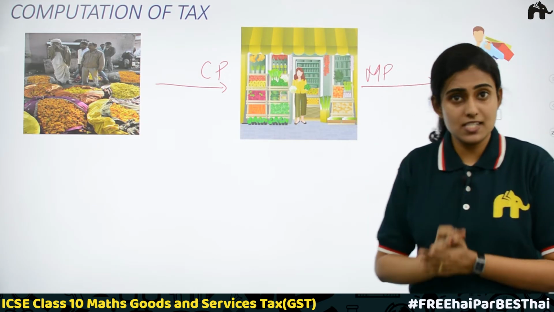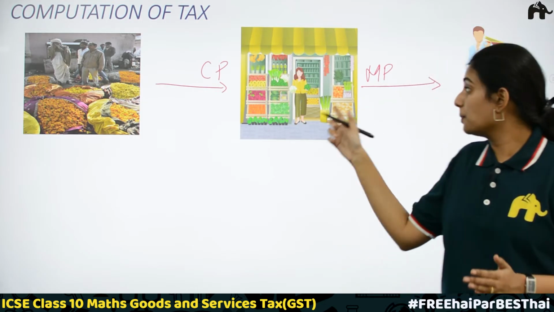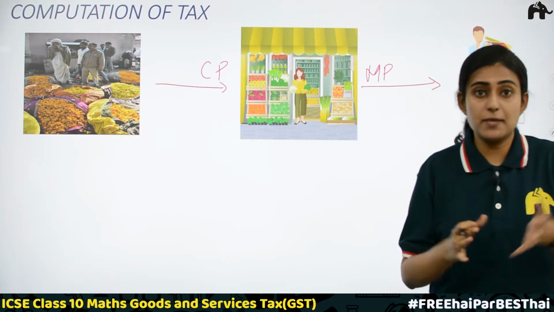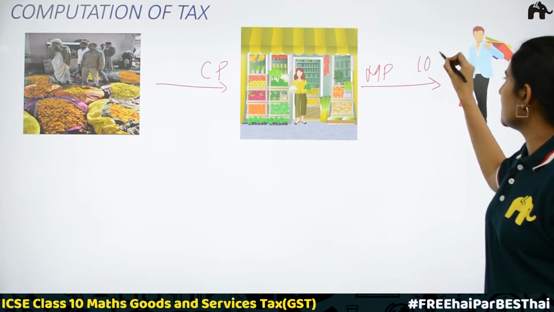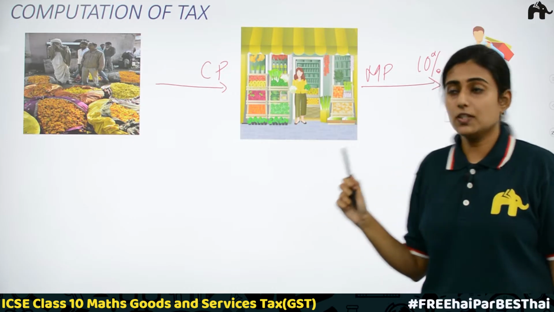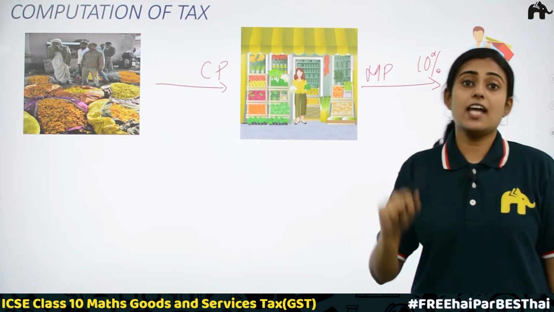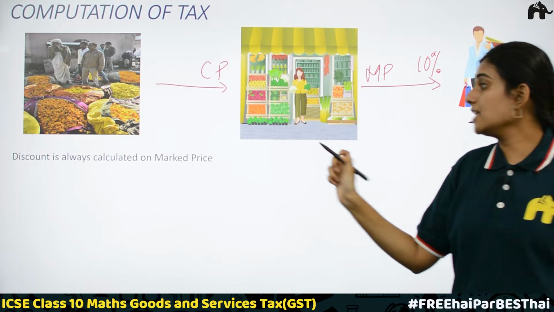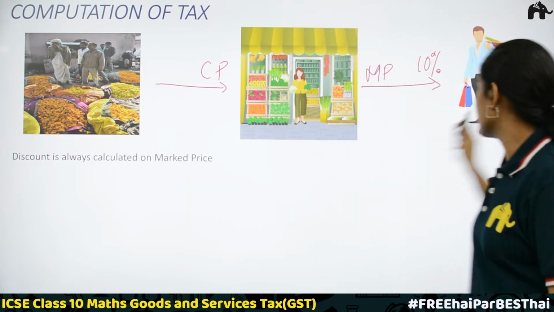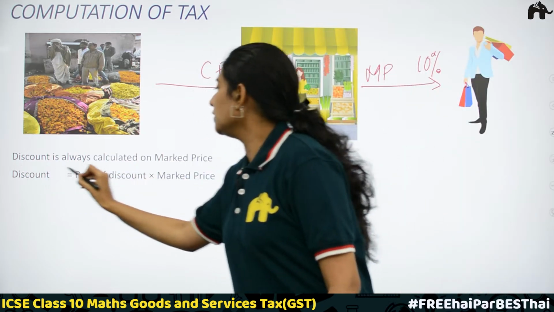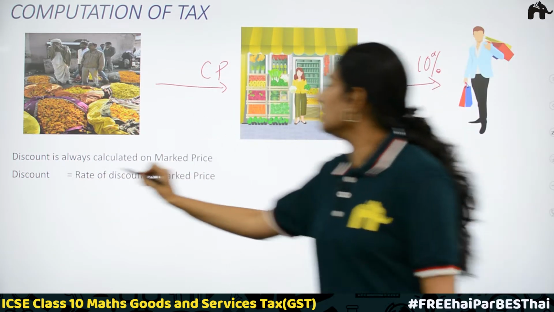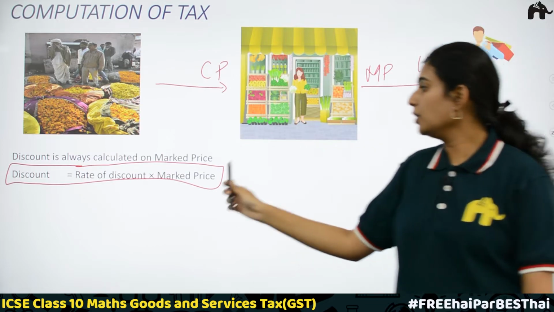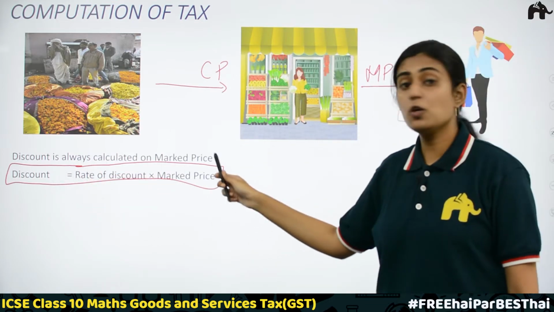Okay, when the marked price is known, again to attract the customers, the shopkeeper fixes a discount. Discount will always be in terms of some percentage, maybe 50% discount, 10% discount, like that. For example, some 10% discount is given by the shopkeeper. Okay. Now, when the discount percentage is known, you can calculate the discount. So, discount is always calculated on marked price. Do remember this point. With respect to marked price, the discount is calculated. Discount is equal to rate of discount into marked price. This is how you calculate the discount. Clear? With respect to marked price.